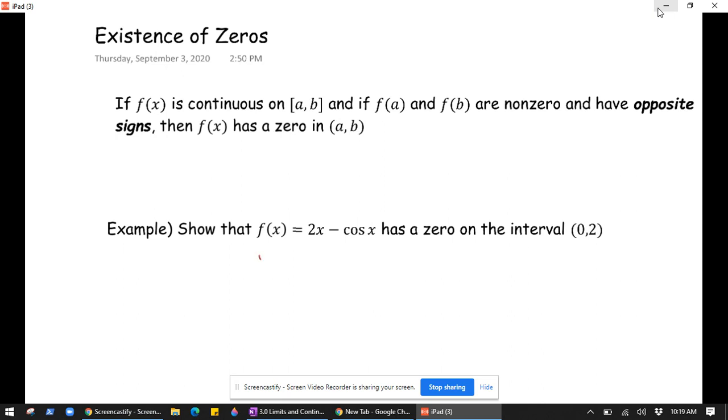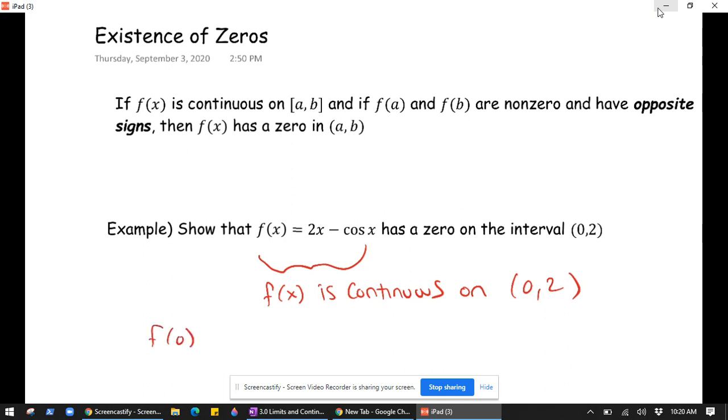But because cosine and 2x are both continuous, when you add and subtract continuous functions, you get another continuous function. So we know this is continuous on its domain. So in particular, it's continuous on the interval 0 to 2. Okay, so let's just prove here that it has a 0. So we evaluate the function at 0, which would be 2 times 0 minus cosine of 0, which is 0 minus 1, which is negative 1.